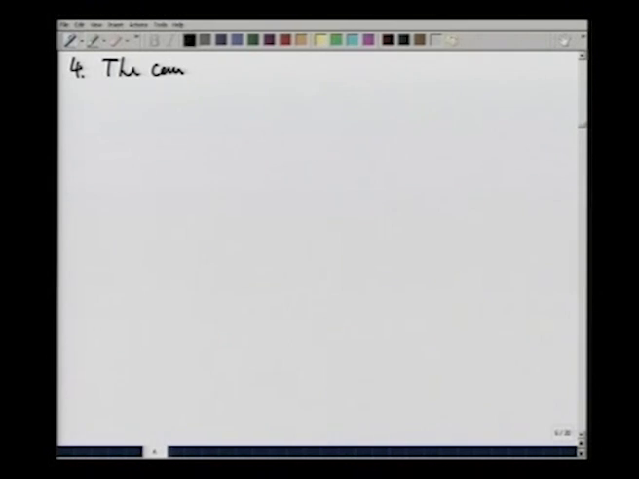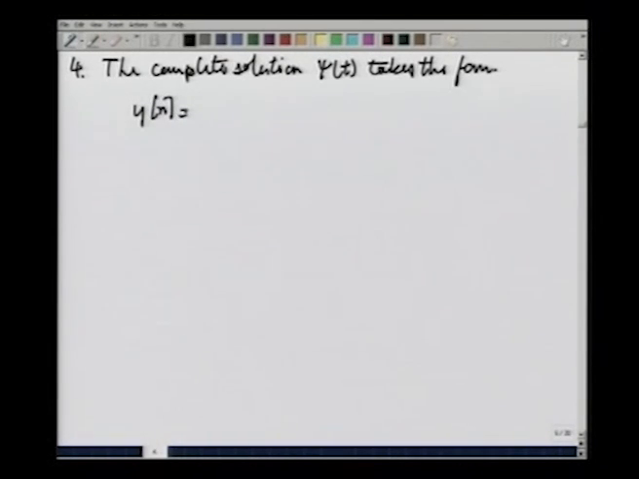The complete solution psi of n, sorry, it is not psi of t, this is psi of n, a hangover from our differential equation days, takes the form y n equals psi 0 of n plus summation c k r k to the power n, as k goes from 1 to n, where c k are the arbitrary constants.